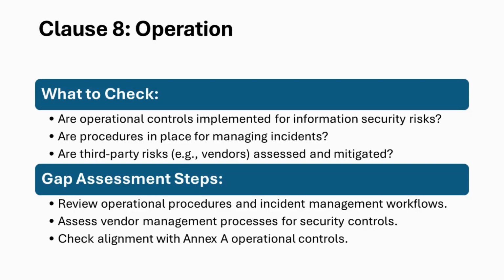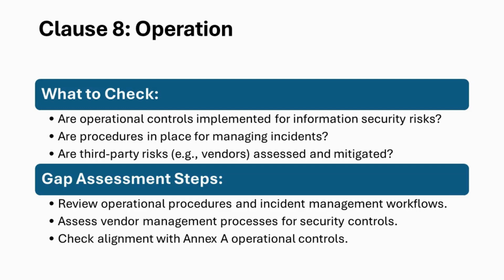So the key points over here would be operational planning: define how processes will be managed to achieve information security objectives. The risk treatment implementation: implement selected controls to mitigate identified risks. Incident management: establish procedures for responding to and recovering from information security incidents.